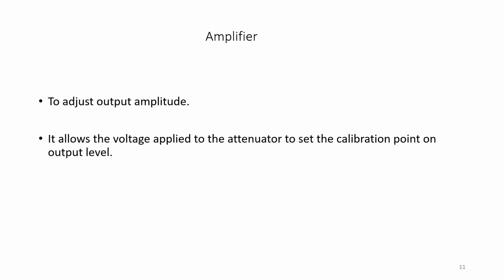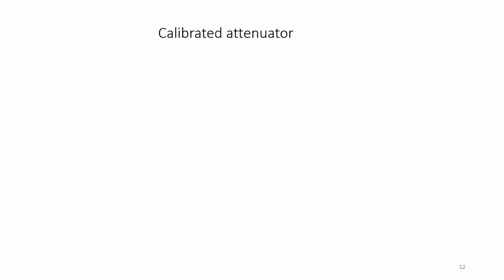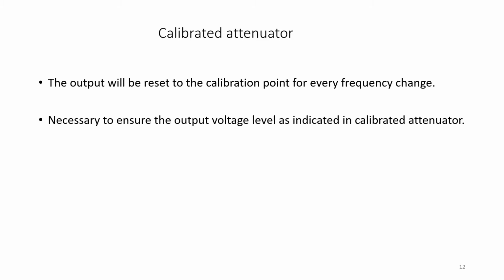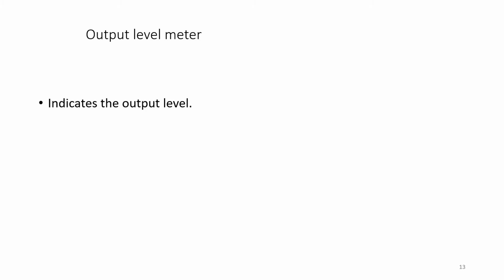Next, amplifier is there to adjust the output amplitude. It allows the voltage applied to the attenuator to set the calibration point on the output level meter. So the calibrated attenuator, the output will be reset to the calibration point for every frequency change. So whenever the frequency is changed, output will be reset to the calibration point. This is necessary to ensure the output voltage level as indicated in calibrated attenuator.